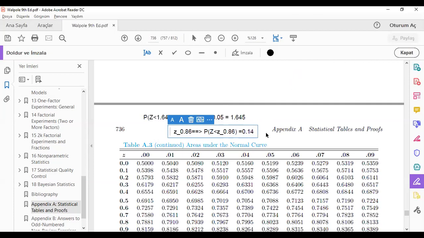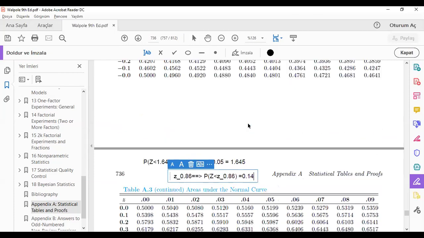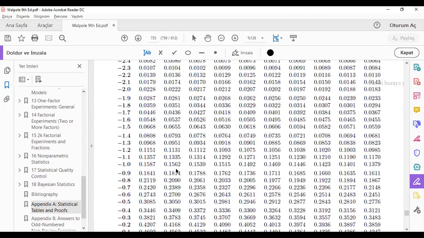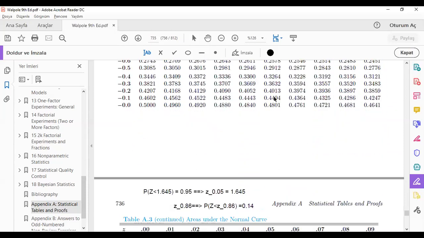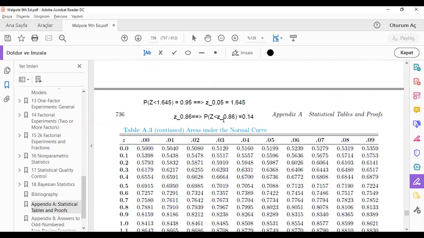Okay, that's great. So let's look at minus 1.08. It's here, right? Did you see this? 0.14. So the result is minus 1.08. Okay, thank you. So, do you see any connection with the previous question?